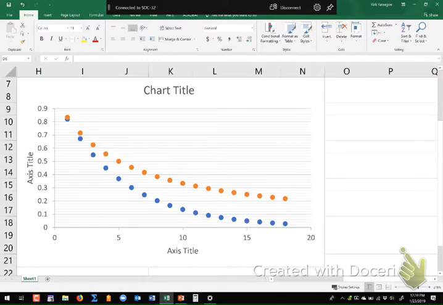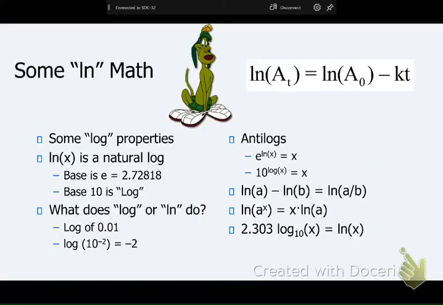All right. Okay, so, some log math. I know people hate this. But we're going to just briefly talk about some of the math properties of logs because we're going to have to use them over and over again. You can refer back to this slide if you get stuck, but most of the properties you need are on this slide.